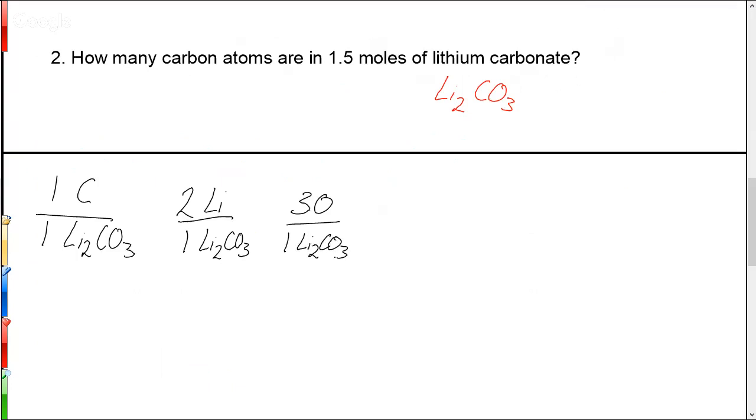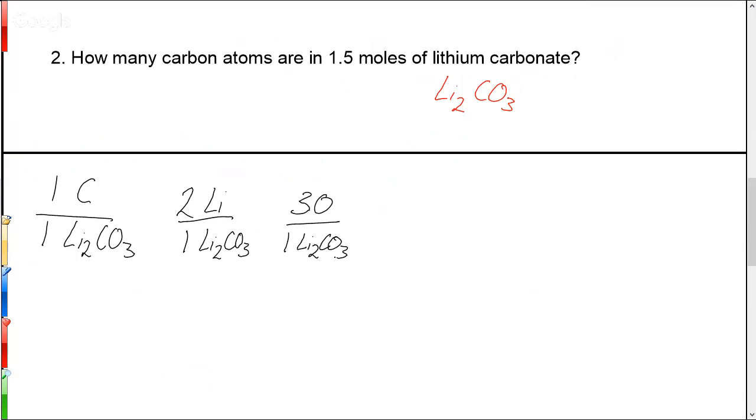And I didn't put any units in there for a reason, because those units could be various different things. We could say individual ones, like formula units. We could say dozens. We could say moles. It works for all of those. So if we jump over to the middle one, the lithium one. If we have 1 formula unit of lithium carbonate, we have 2 lithium atoms. That's what the formula tells us.